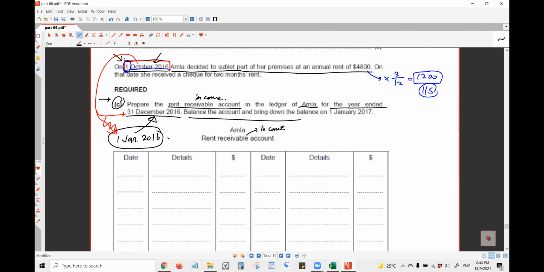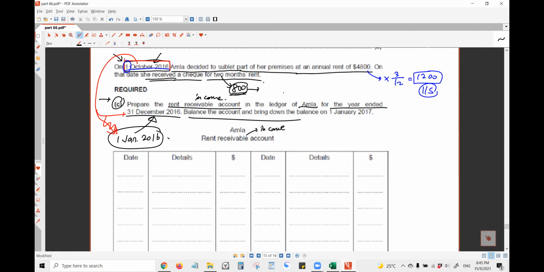On that date, she received, in past tense, a check for 2 months' rent, 2 months only. So how much would it be? 4,008 divided by 12 times 2 is 800. Howard, this one is 800. I think you meant this one. So this amount is the amount you have actually received during the year.